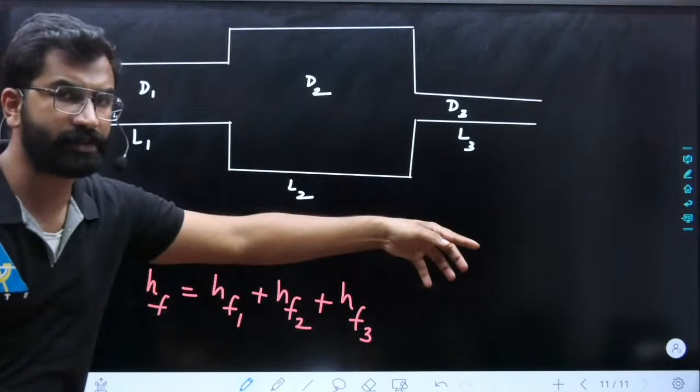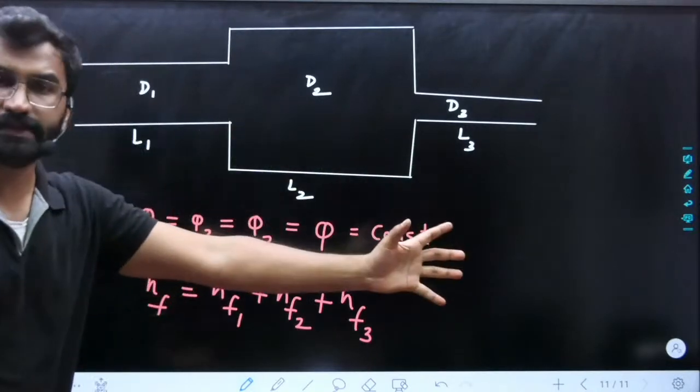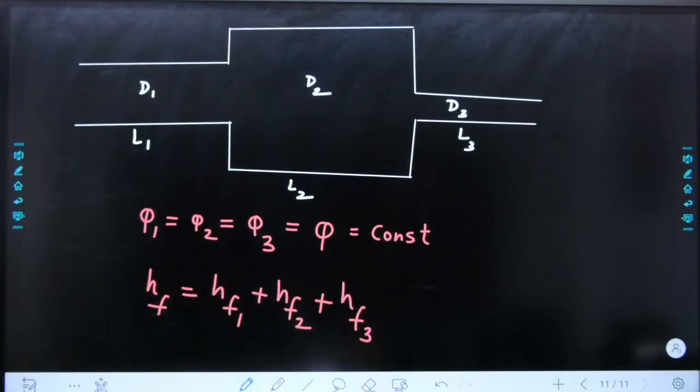So this is in case of pipes in series. Pipes in parallel, what is the change? Opposite, right? Flow rate will be added, friction will be the same. So this is in the case of pipes in parallel.